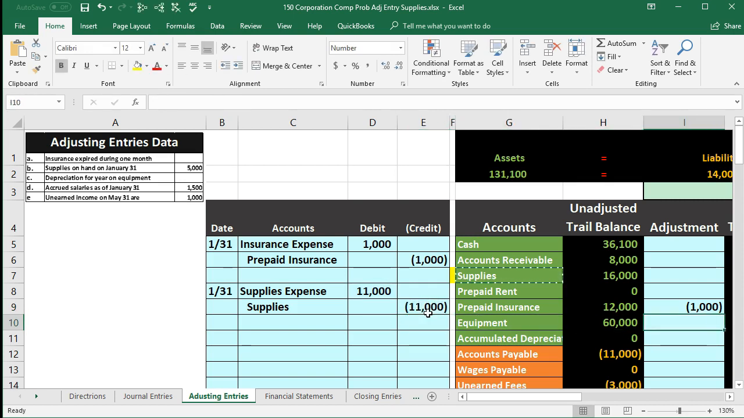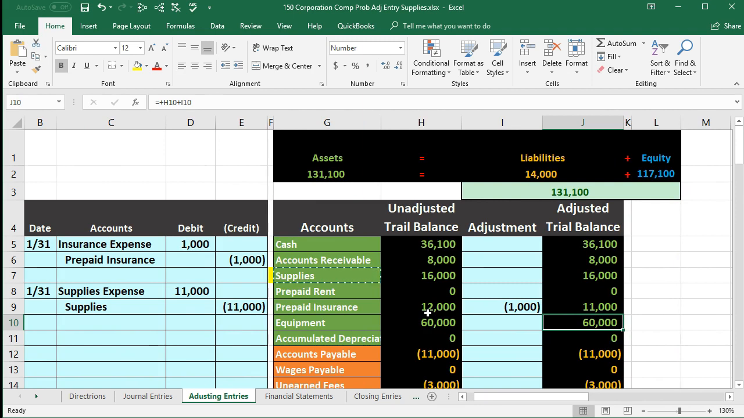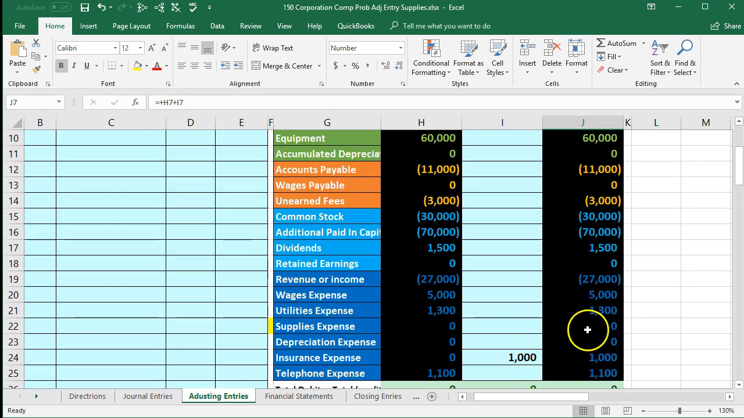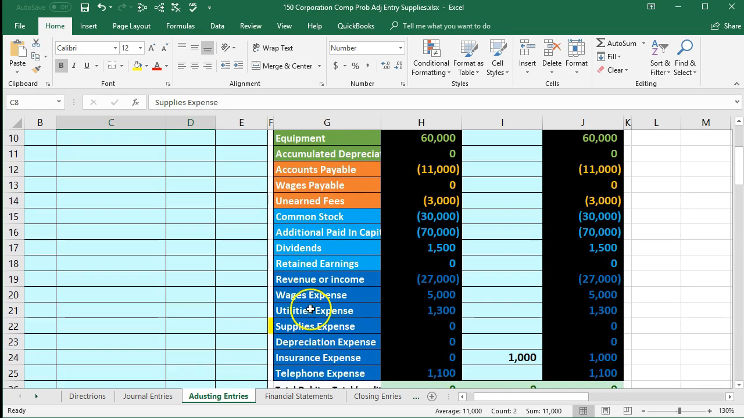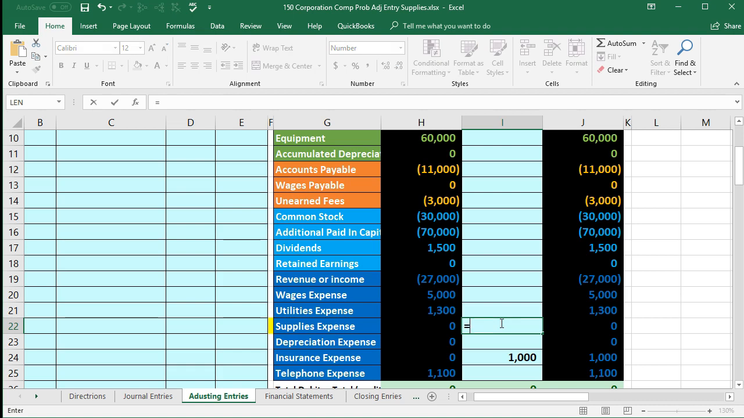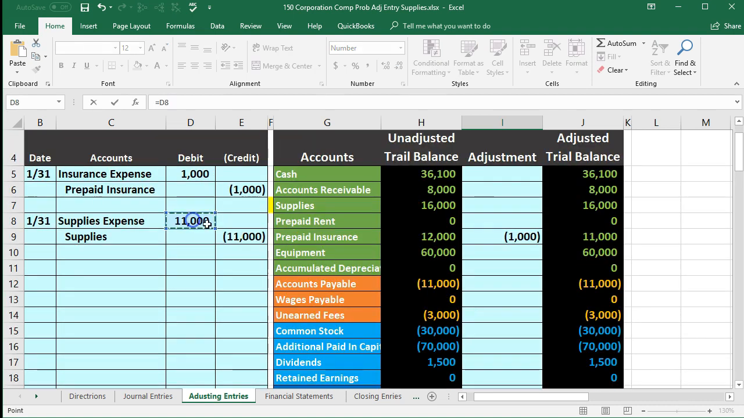So if we post this out then, we'll post it and see if it does what we think it should. What do we think it should do? Bring this down to the physical count, 5,000, and increase the expense for the amount consumed, the 11,000. So we're going to post the supplies expense. Here it is on our journal entry. Here it is on the trial balance. We want to be in the middle column of our worksheet in I-22, where we will say equals. Scroll up just a bit. We want to pick up that 11,000.